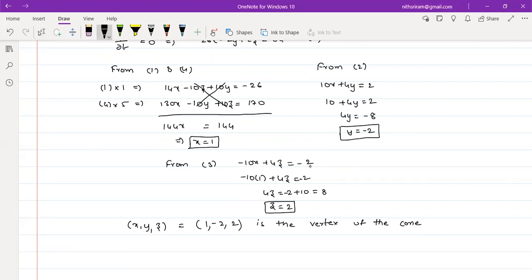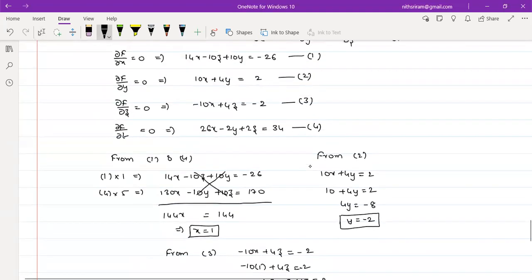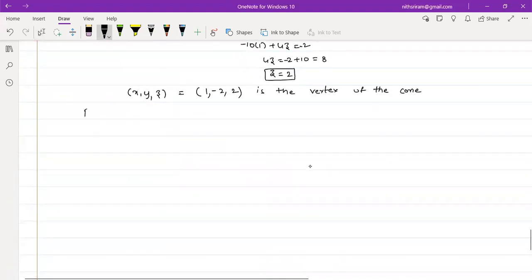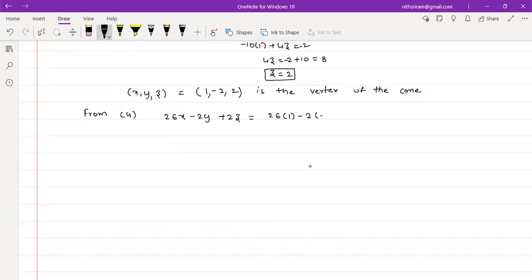If you want to verify whether this one is the correct one or not, we have to substitute this particular point in the fourth equation. So from 4, I'm going to substitute this value. What is the equation we have? 26x minus 2y plus 2z is equal to, so 26 into x is 1, minus 2 into y is minus 2, plus 2 into z is 2.